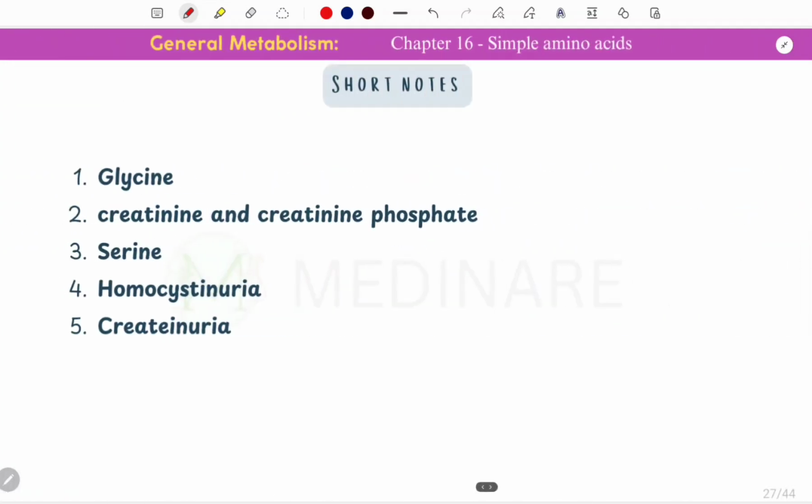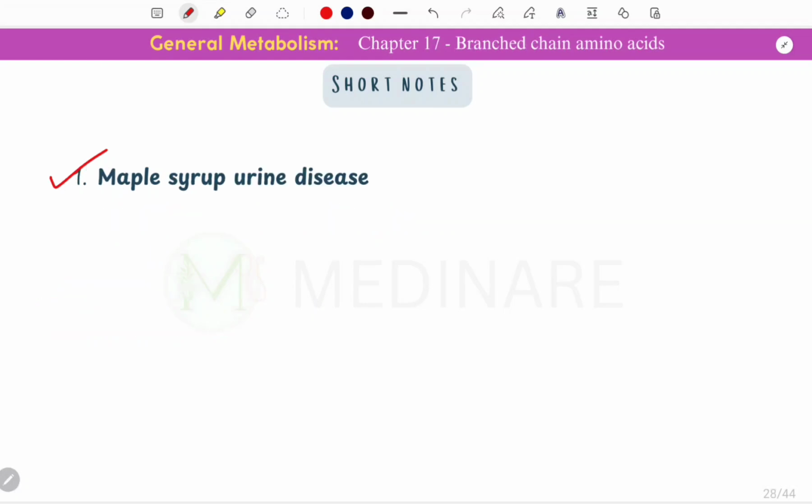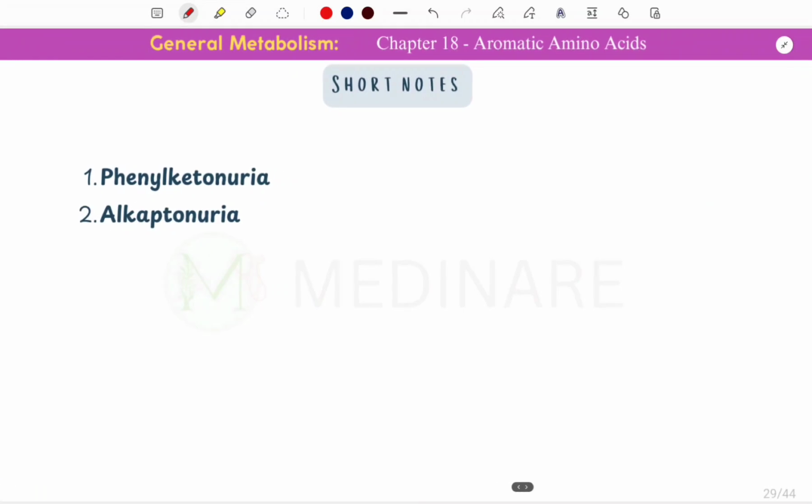Next chapter is, in chapter 16, we don't have long essays again. Short notes are glycine, creatinine and creatine phosphate, serine, homocystinuria, and creatinuria. The next question is maple syrup urine disease. Moving on, we have phenylketonuria and alkaptonuria. These are short notes again.